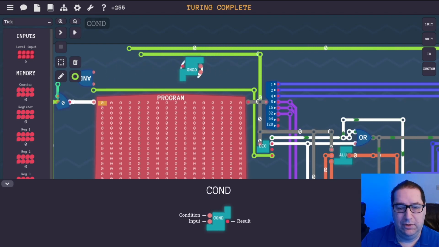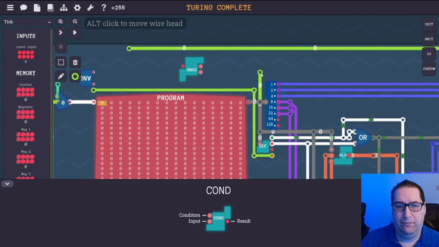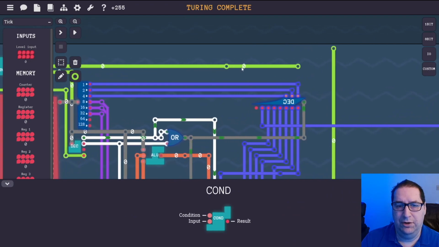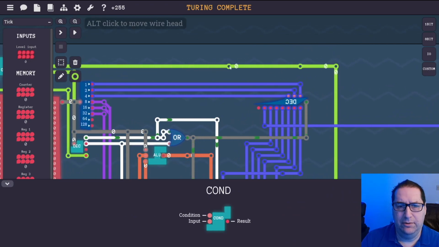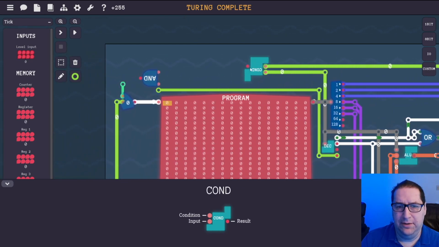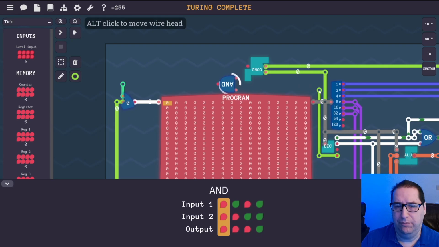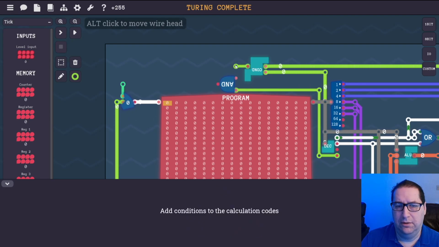Okay, so this is the condition, which is this one here. And this is the input, which is all the way over here. Great. Okay, and then our result, here, we can actually move this end right over here. So it goes here, that goes there, and then we can, all right.